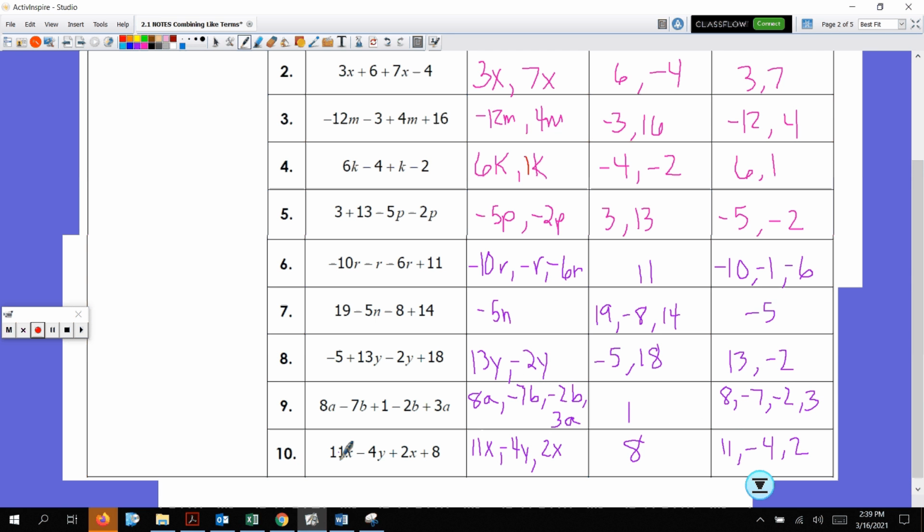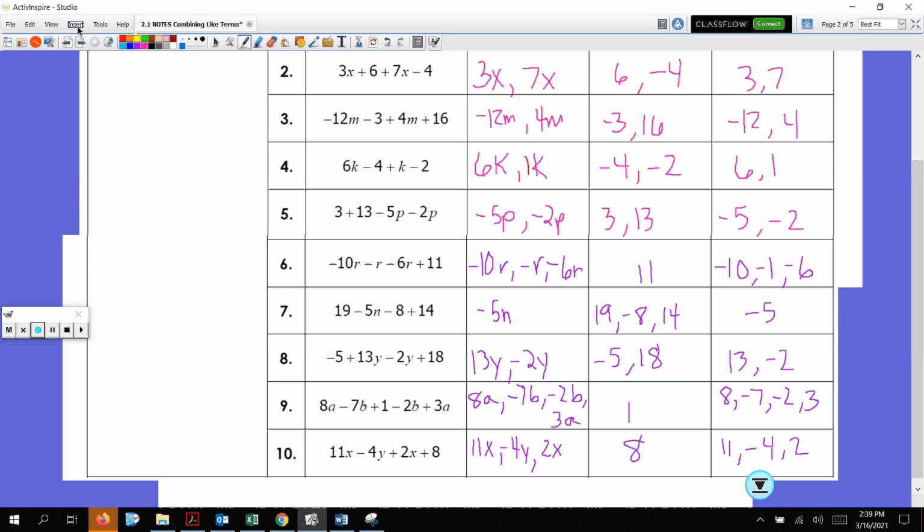For number 10, I have 11x, negative 4y, and positive 2x as my variable terms. Then only this number 8, this is the only constant I have in this expression. For the coefficients, 11, negative 4, and positive 2.